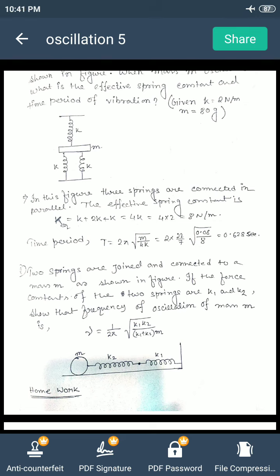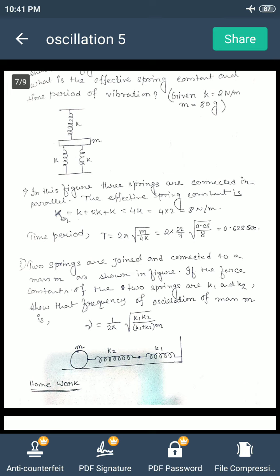Okay, so in the figure, one mistake is there. The upper spring has spring constant k, and the lower first spring has spring constant 2k, but it is written only k. So the first one is k, then 2k, then k. So k plus 2k plus k equals 4k.